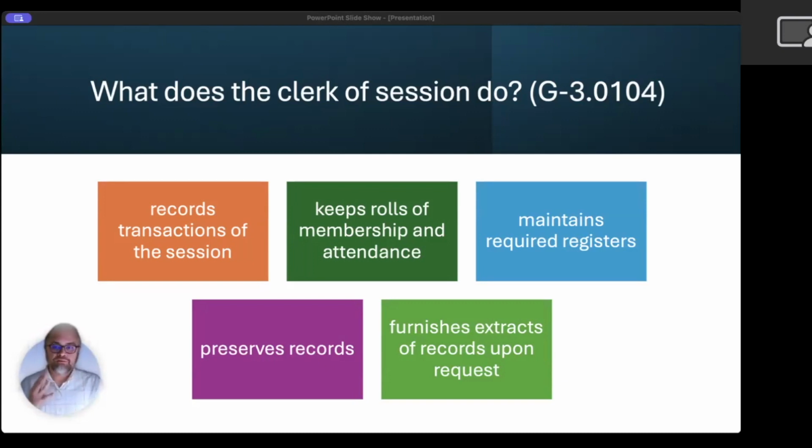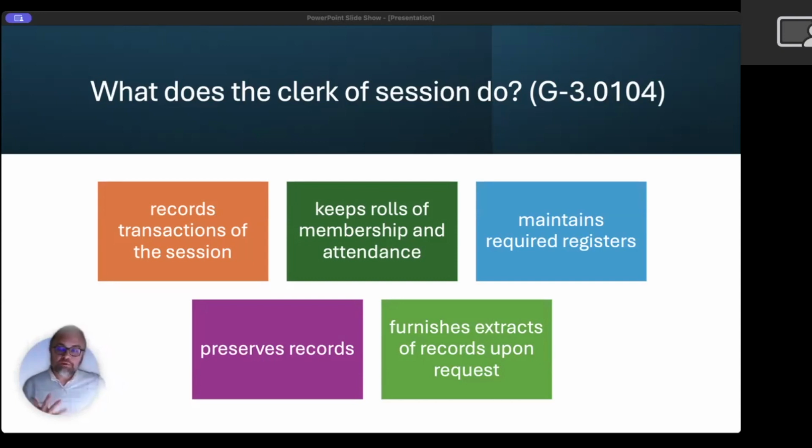Then the clerk is responsible for preserving the records of the session. Your session should be making arrangements for this too in their life together, but it is your job to lead that. We'll probably spend as much time on that as we spend on anything, because that's where you all had the most questions and interest in the survey you filled out about what you were interested in learning.